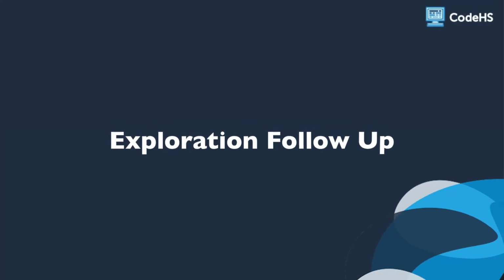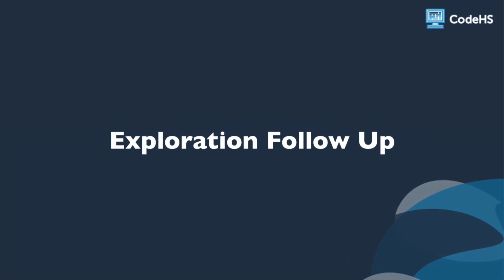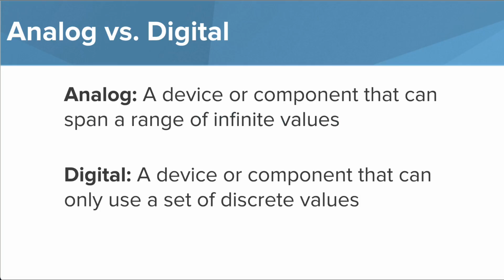Hi, you just completed an exploration where you learned about the difference between analog and digital devices. Let's summarize what you learned. We learned about the concept of analog versus digital. An analog device uses values that span an infinite range, while a digital device uses values found in a discrete range. Let's look at some examples.